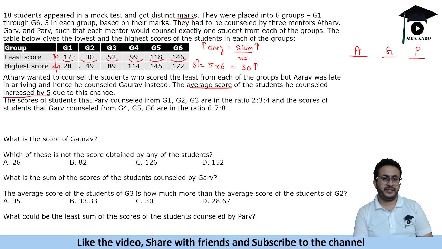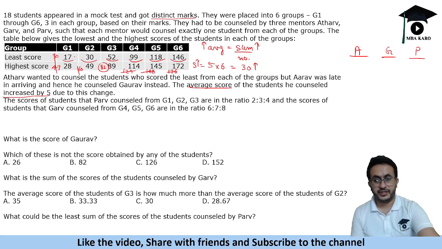If I add 30 here, it will be 60, not possible in this group. If I add 30, it is 82, which is possible. If I add 30, it will be 129, 148 and 176. So these are out of this range. So this means instead of 52, he counselled 82.